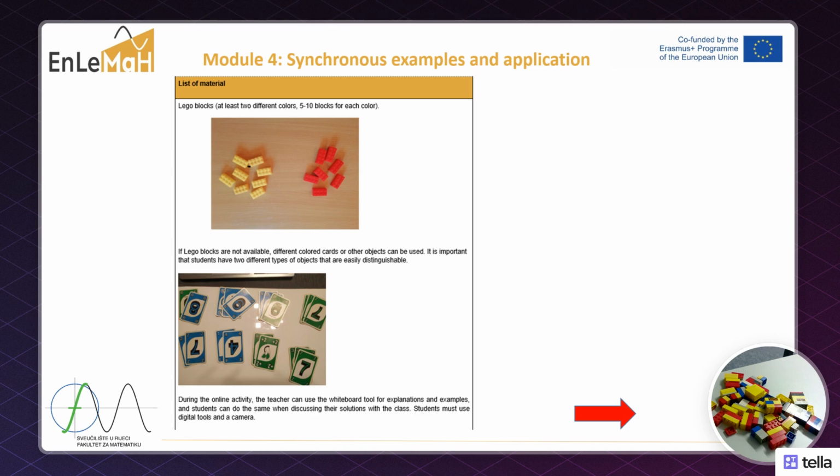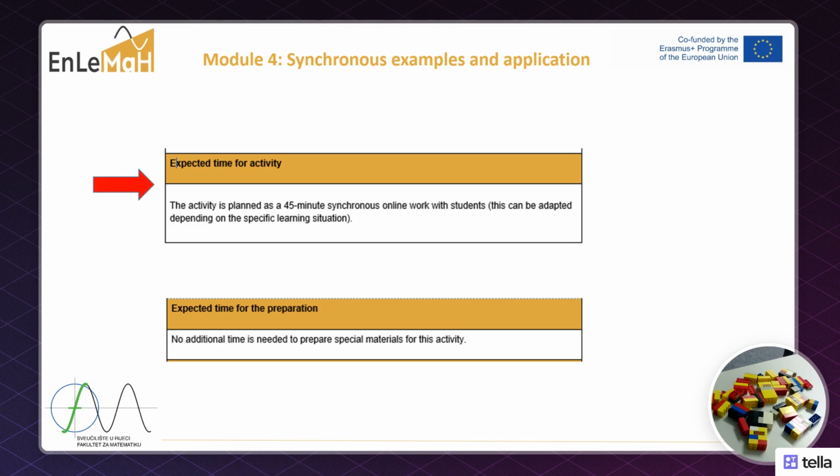During the online activity, the teacher can use the whiteboard tool for explanations and examples, and students can do the same when discussing their solutions with the class. Students must use digital tools and the camera. Of course, the teacher can also use a camera to make examples easier to understand for students. This activity is planned as a 45-minute synchronous online work with students. This can be adapted depending on the specific learning situation. No additional time is needed to prepare special materials for this activity.